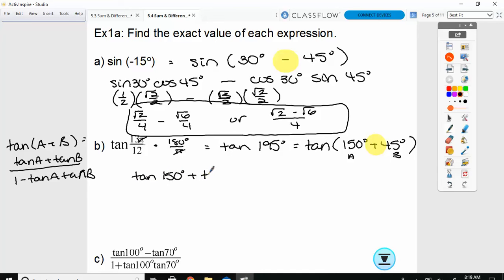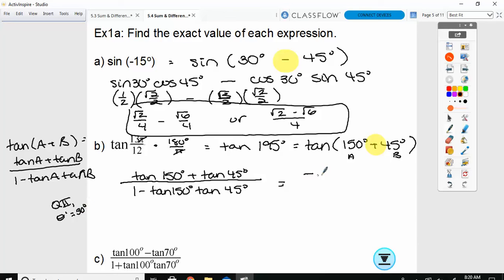So plug those into the formula. So tangent of 150 degrees plus the tangent of 45 degrees over 1 minus the tangent 150 degrees times the tangent of 45 degrees. 150, what quadrant is that in? 2. What's our reference angle? 180 minus 150 is 30. Okay, in quadrant 2, tangent is negative, tangent of 30.